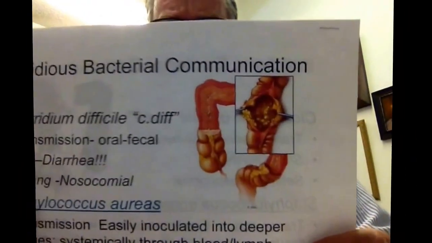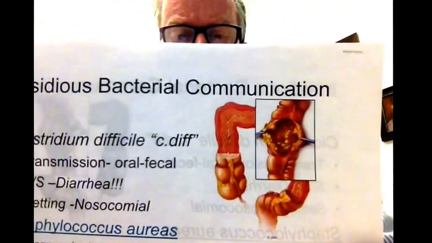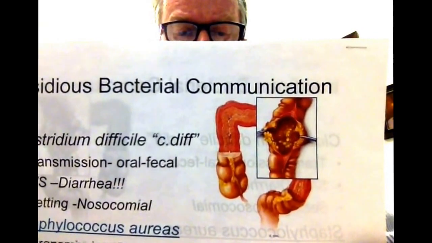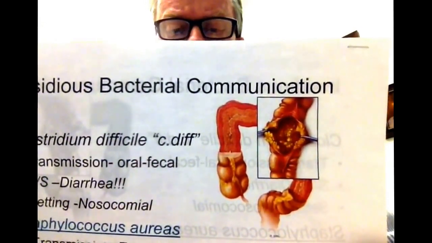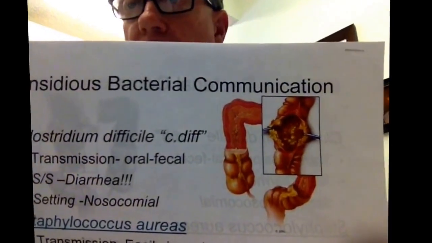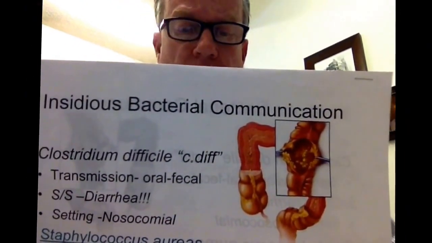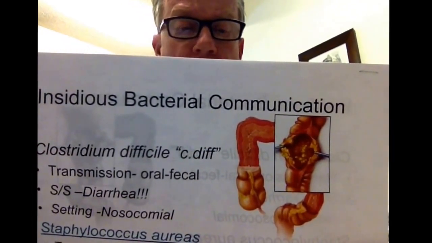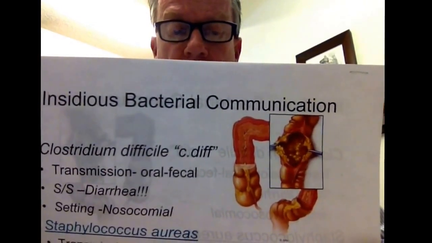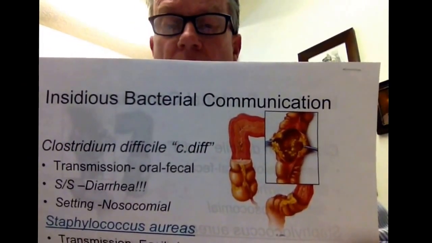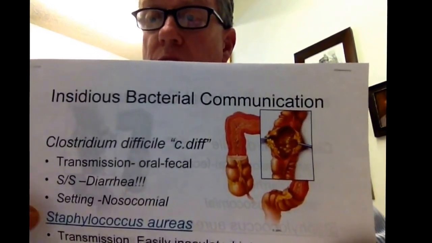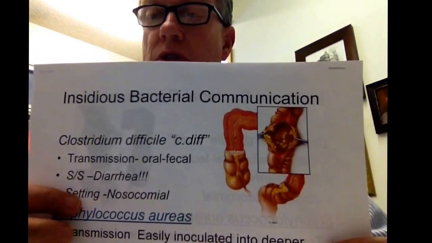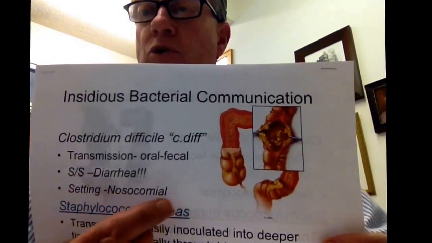So, and then I wanted to talk to you about several different types of bacteria. C. diff is transmitted through oral fecal transmission, where there's fecal material in the water, or somebody's not washing their hands or whatever, and the bacteria can be transmitted in that way. And the primary sign and symptom is diarrhea, and a very common place where this occurs is in the hospital. So you see here under setting, this is called nosocomial.